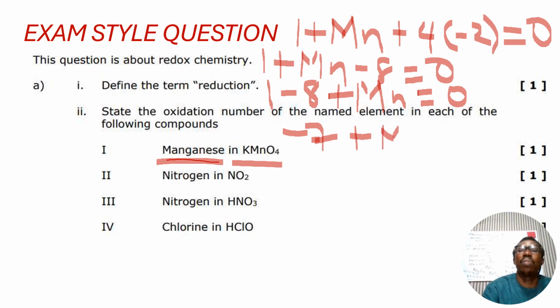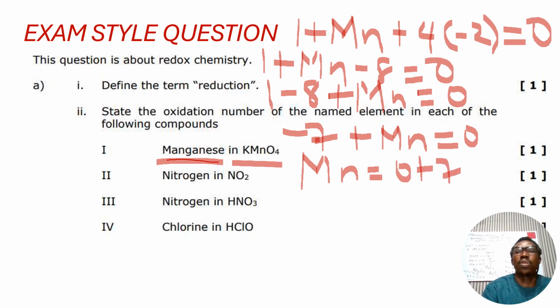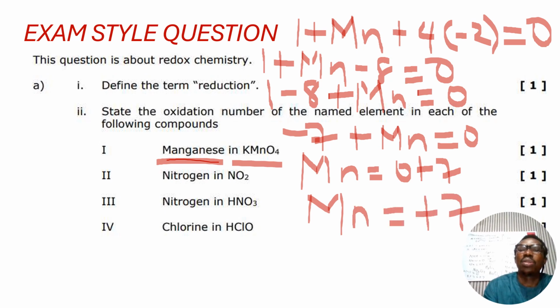plus manganese equals 0. Manganese will now be equal to 0 plus 7. So minus 7 will cross over and give plus 7. So the oxidation number of manganese in potassium manganate is plus 7. That is for number 1.